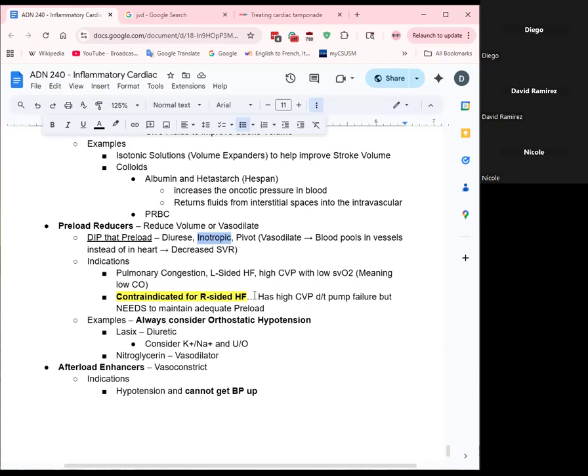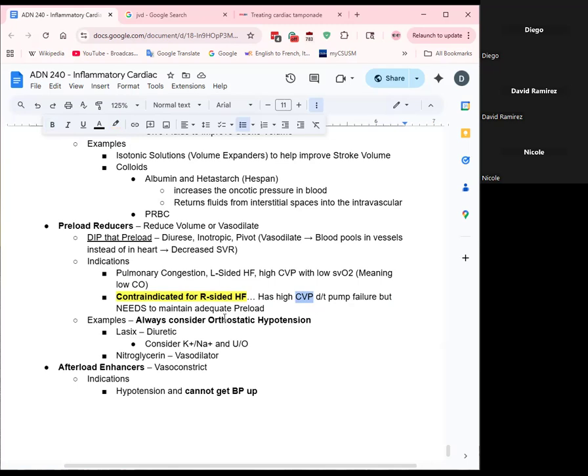There's a caveat here for right-sided heart failure. They're going to have a high CVP, but you're not going to decrease their preload, because the high CVP is due to pump failure on that side of the heart, but they need to have good preload because otherwise they're not getting anything out at all.